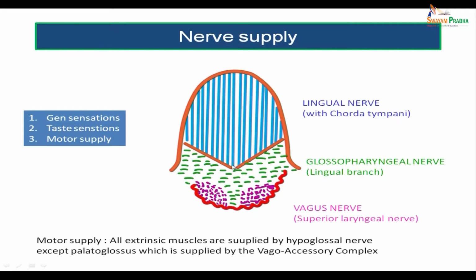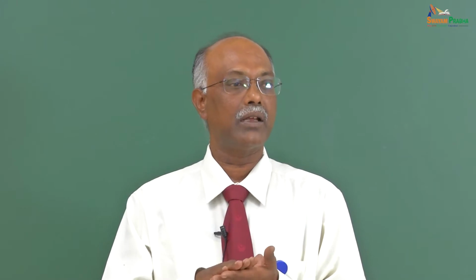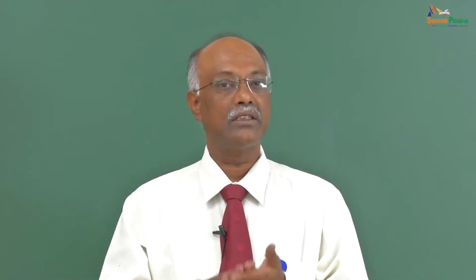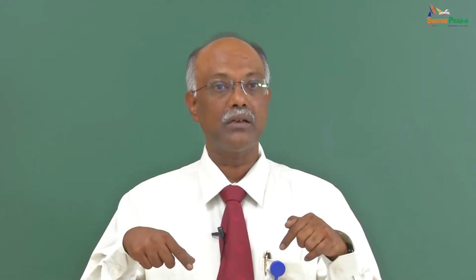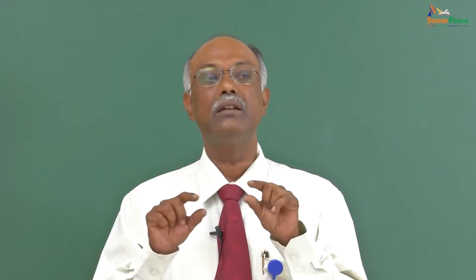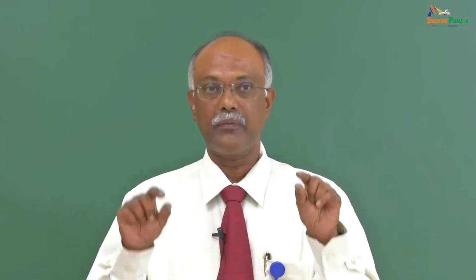So, you have three parts of the tongue. Anterior 2/3 general sensations are carried by the lingual nerve. Anterior 2/3 taste sensations are being carried by the chorda tympani branch of the facial nerve, which is running along with the lingual nerve. The posterior 1/3 general sensations and taste sensations both are being carried by the glossopharyngeal nerve, and the posterior most part of the tongue, the general sensations and taste are both being carried by the superior laryngeal branch of the vagus nerve.